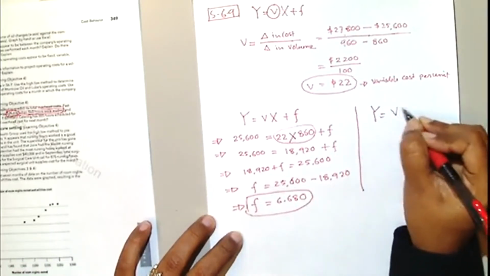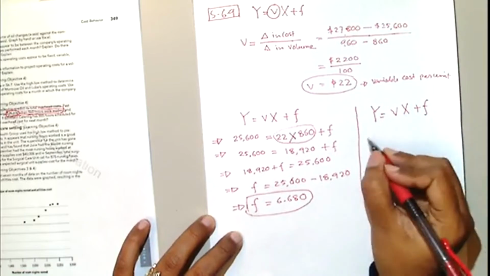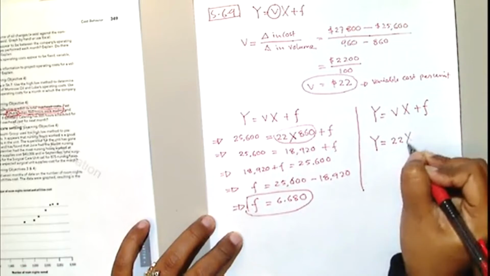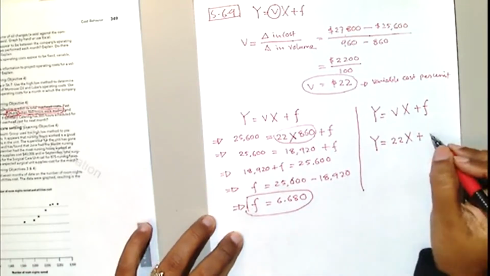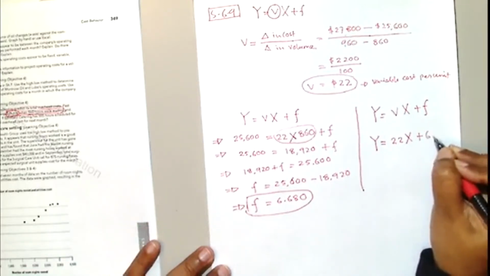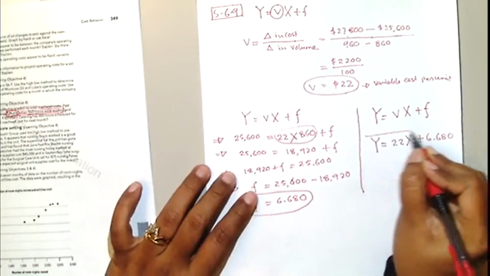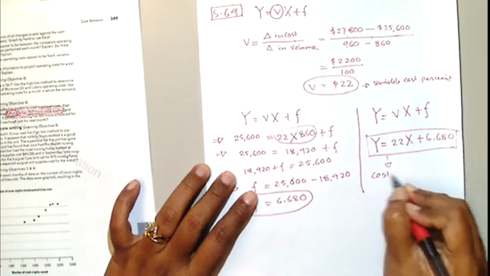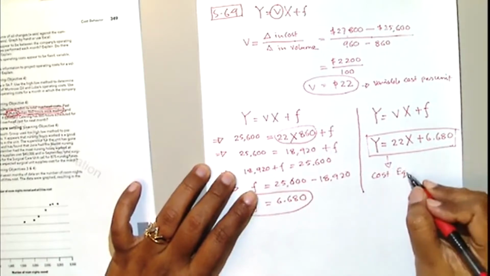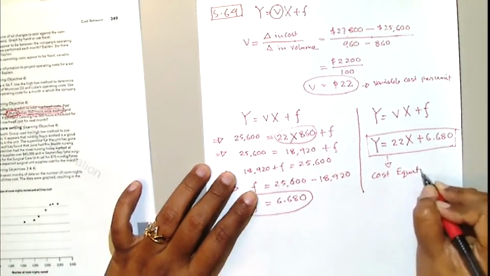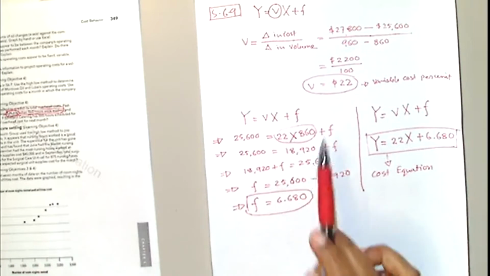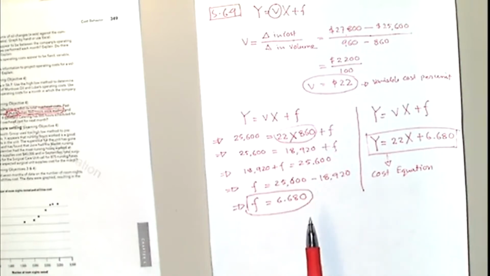standard cost equation. We know cost is this equation. Now, in the standard cost equation, V is 22 times whatever is your production volume, X, and F is 6,680. So this is your cost equation. Once you know your cost equation, for any number of hours or any number of production, you can figure out your total cost. So first you need to figure out your V, then you need to figure out your F, then you need to write down the cost equation.